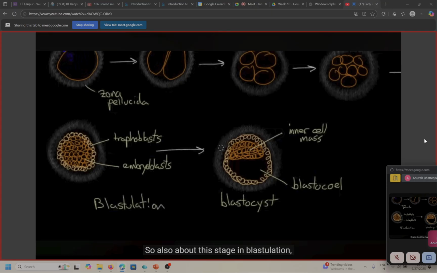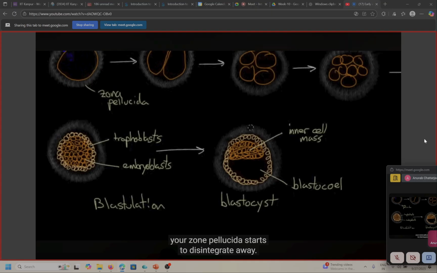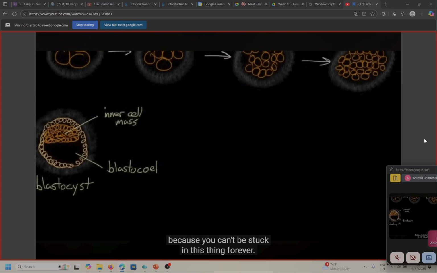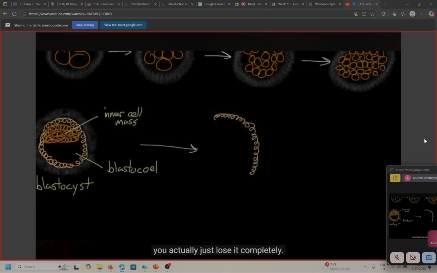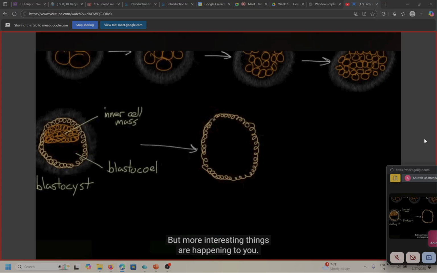So also about this stage in blastulation, your zona pellucida starts to disintegrate away. Here I'm going to draw little bites being taken out of it as it falls away and disintegrates. And that's going to be important later on because you can't be stuck in this thing forever. And at the next step in blastulation, you actually just lose it completely. So now we'll draw our trophoblasts completely naked without a zona pellucida. But more interesting things are happening to you.